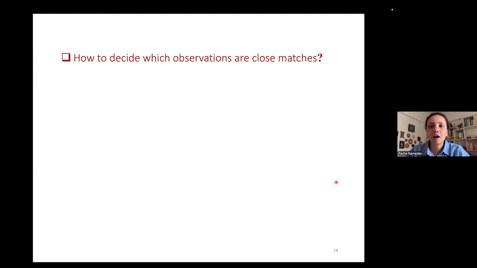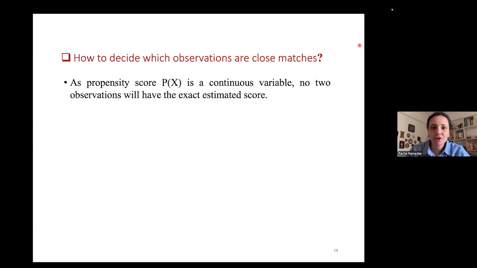The question that Hala asked: how do we choose or match between observations? As I mentioned, the P-score value is a continuous variable. It takes a value between 0, meaning there is no probability at all that the individual will be selected into the program, and 1, which is a very high probability that I will be selected into the program. So this propensity score between 0 and 1 is a continuous variable.